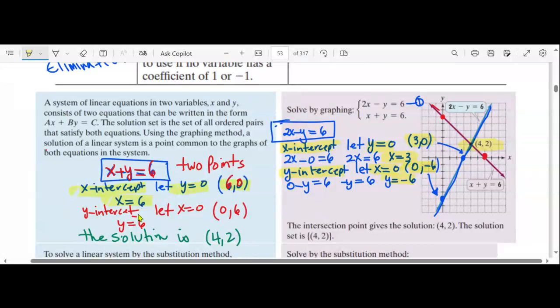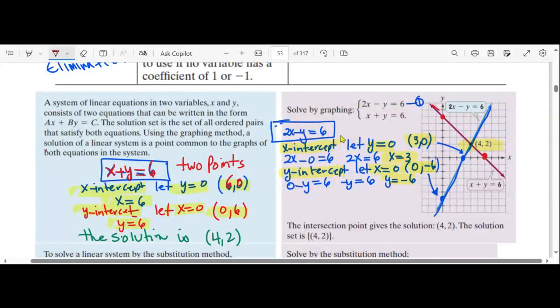Second point, we'll apply the same thing. What are we going to do? Y-intercept. Let x equal 0. Substitute this in the second equation. So you get 0 plus y equals 6. So y equals how much? So what's the second point? 0 and 6. Now I'm going to graph this in here.